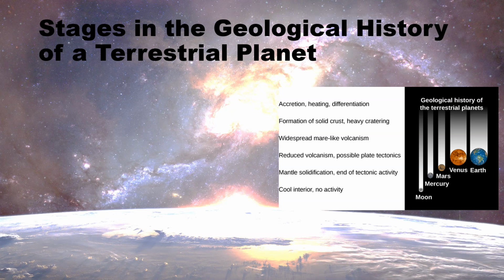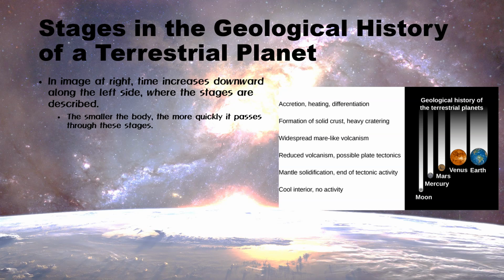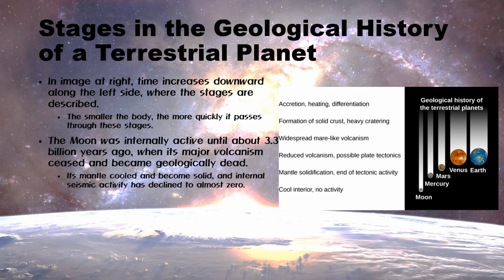Now, what are the stages in the geological history of a terrestrial planet, such as Mercury, Earth, Venus, Mars, or even our own moon? Well, in the image at right, time increases downward along the left side, where the stages are described. The smaller the body, the more quickly it passes through these stages. The moon, for example, was internally active until about 3.3 billion years ago, when it became geologically dead because its major volcanism had ceased. The mantle cooled and became solid, and internal seismic activity has declined to almost zero.